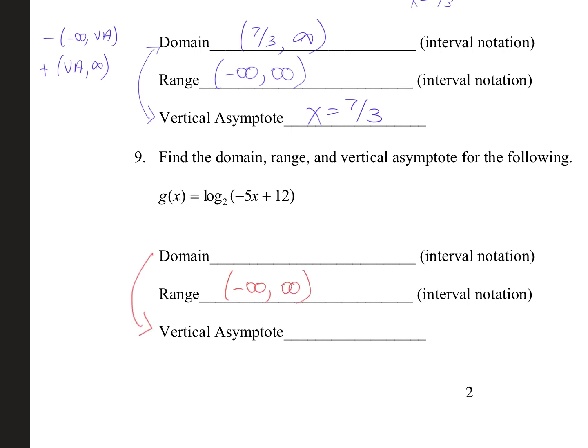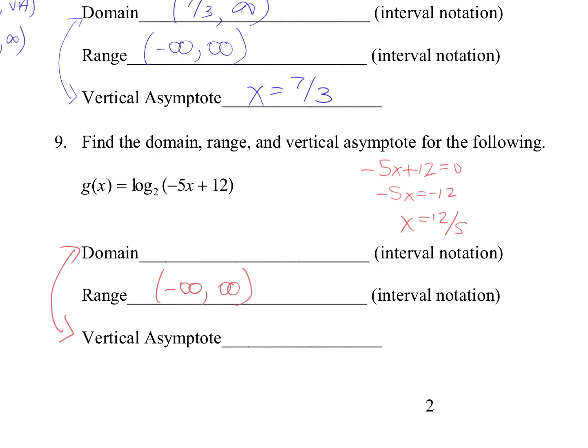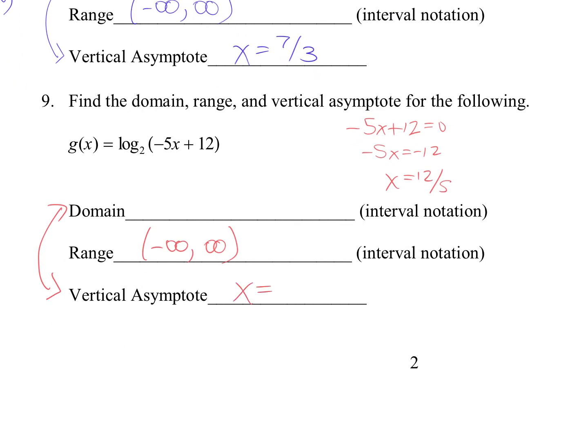How do I find the domain and vertical asymptote? You set the parenthesis equal to 0. So negative 5x plus 12 equals 0. Move 12 to the other side. I have negative 5x equals negative 12. Divide both sides by negative 5. You get x equals 12 over 5, okay? So your vertical asymptote is at x equals 12 over 5.